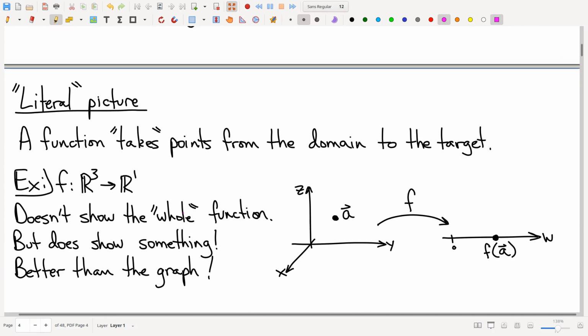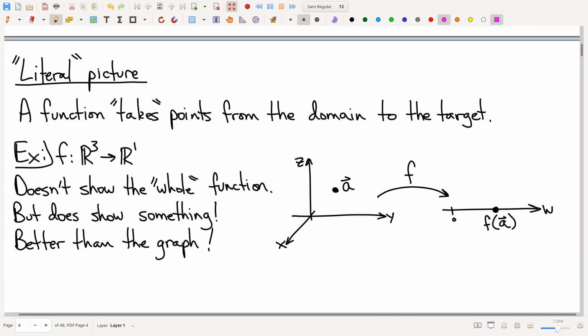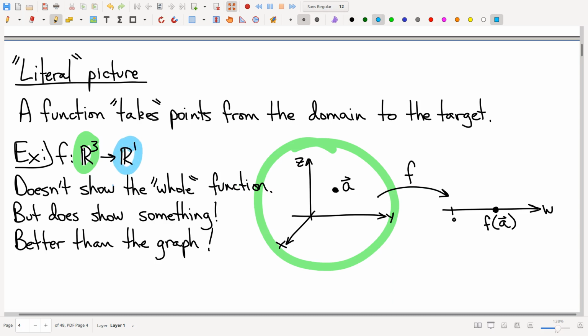This next one is what I like to call the literal picture. This is just my preferred terminology. I think I may have made that up. Keep in mind that if you have a function, there is a domain. Check it out. I drew a picture of the domain, R3. There it is. There's a target. Okay, cool. R1 there. I just drew a picture of the target.